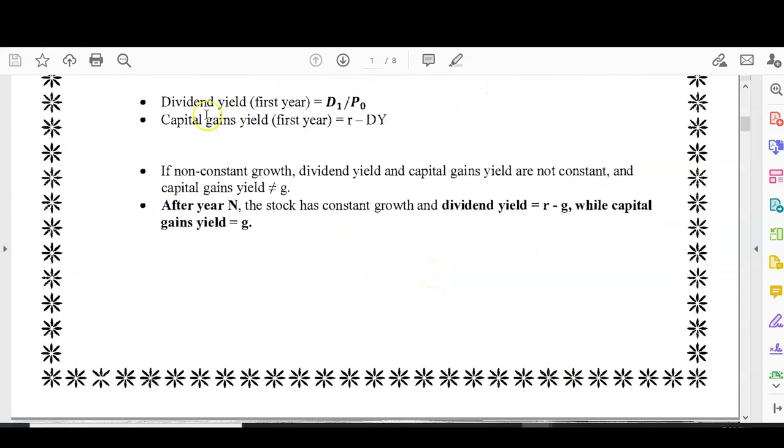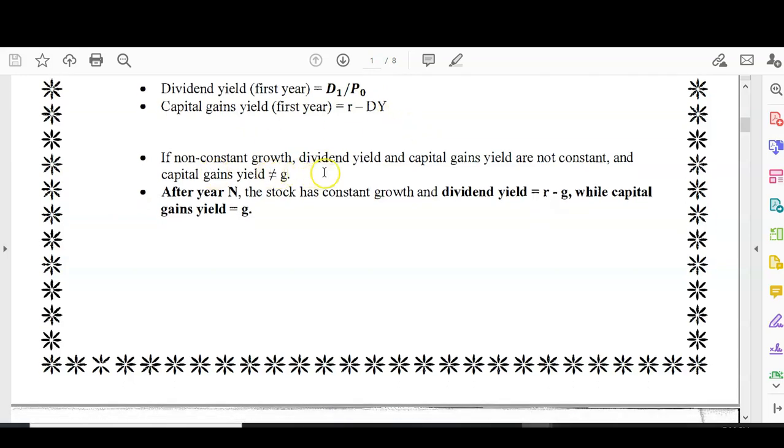We will also calculate the dividend yield and capital gains yield for this two-stage, or non-constant growth, model. For the first year, we can still use our conclusion from last class that dividend yield equals D1 over P0, based on the dividend yield definition. For the capital gains yield of the first year, we can use R, the total return of the stock, minus the dividend yield. So for the first year, we can use the definitions to calculate both of them.